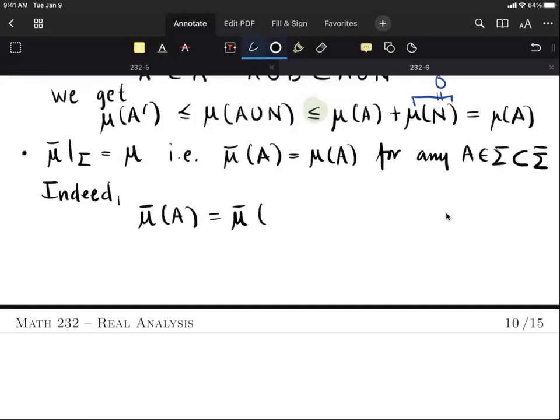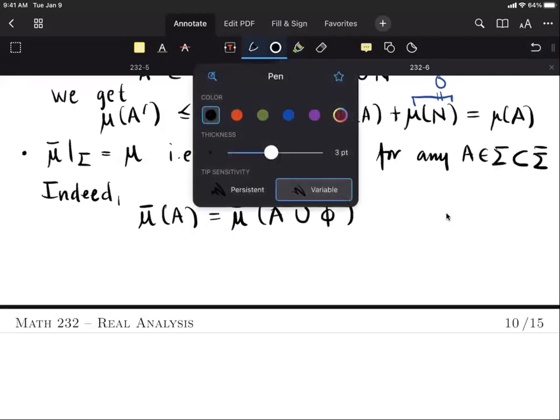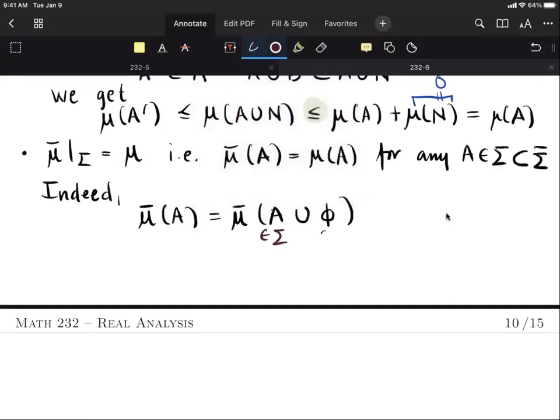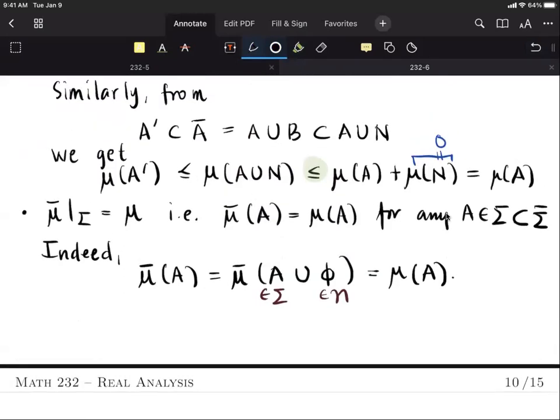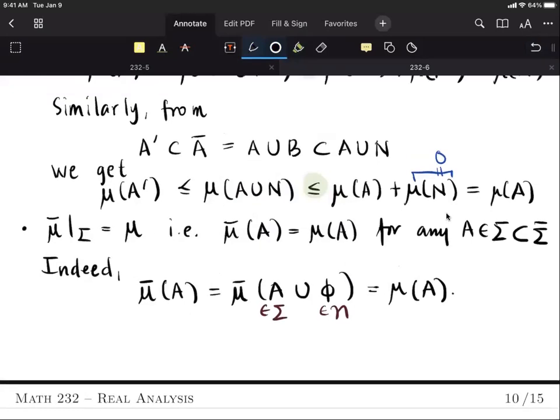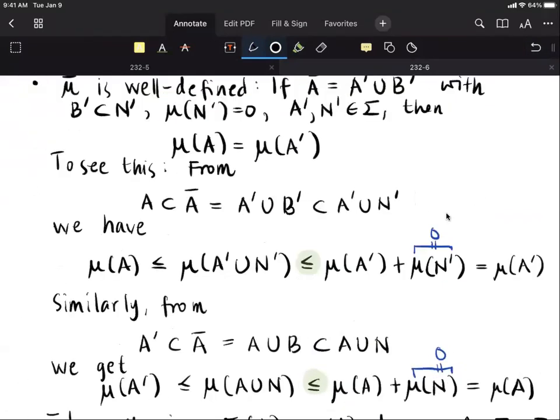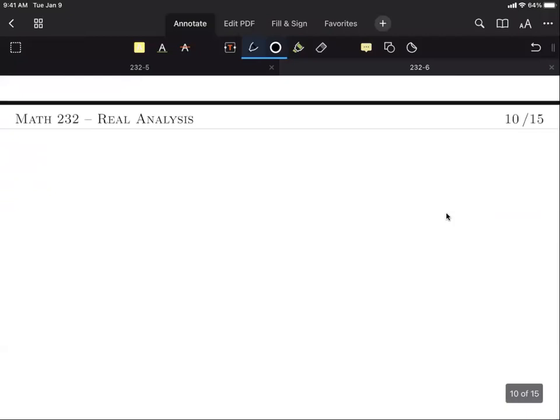I can write this as A union the empty set. And this is in sigma, this is in N. According to the definition of mu bar, you just take the measure under mu of the element in sigma, and that is A. So yeah, mu bar restricted to sigma is equal to mu. And finally, we need to verify that this is indeed a measure.